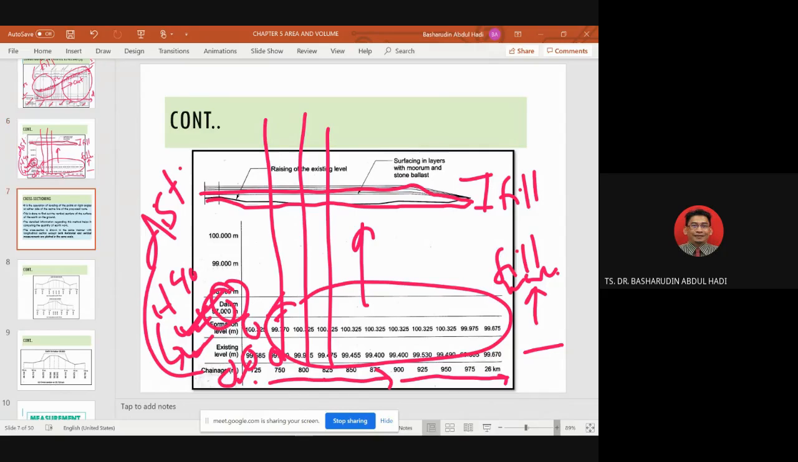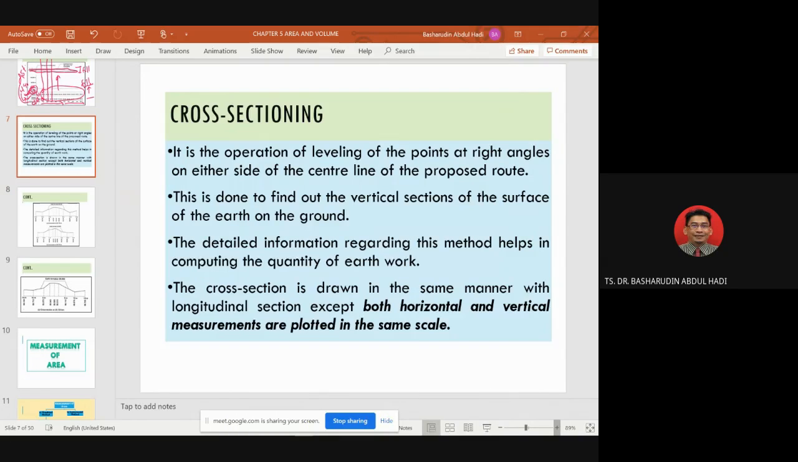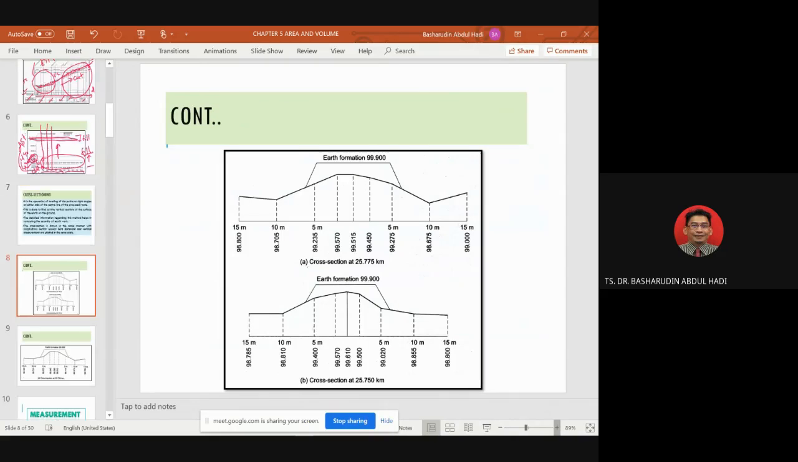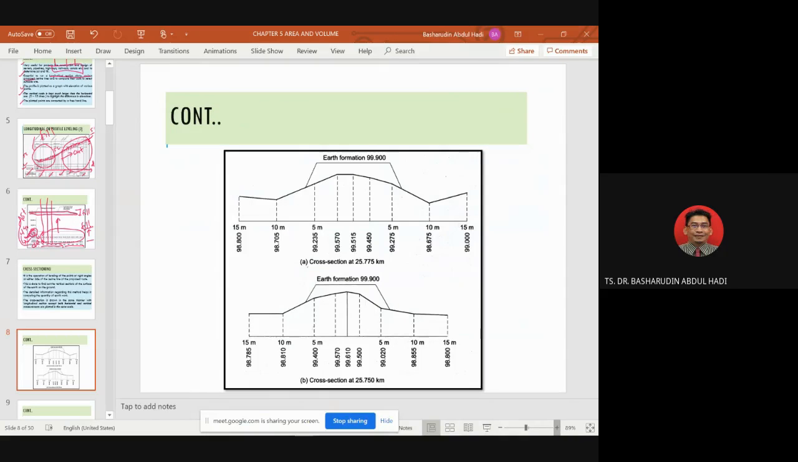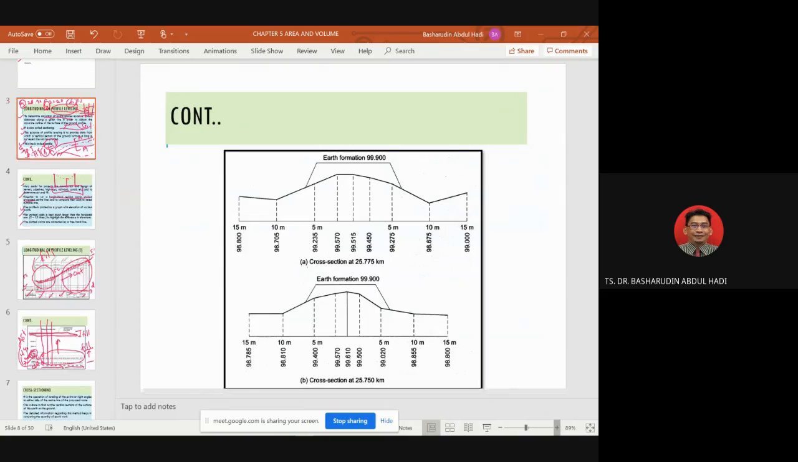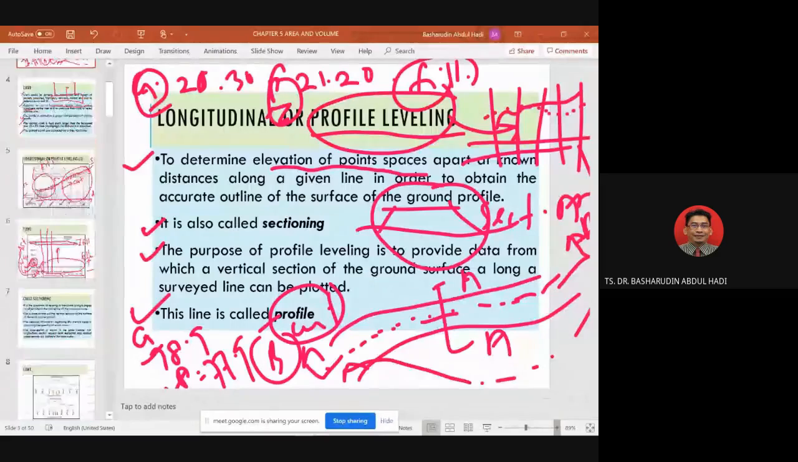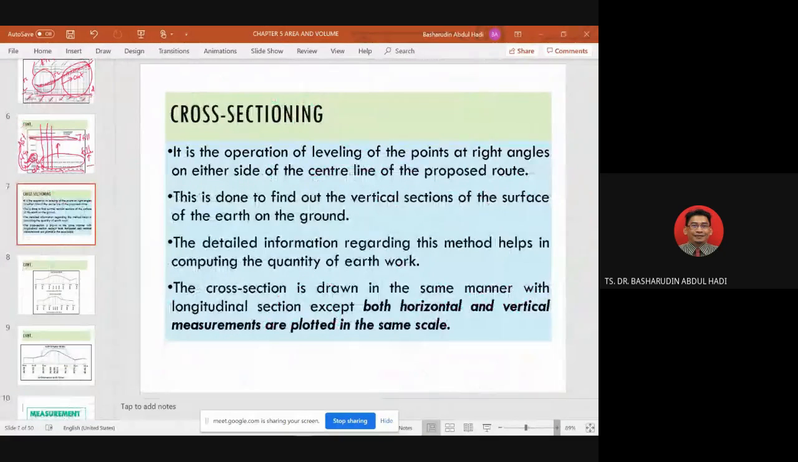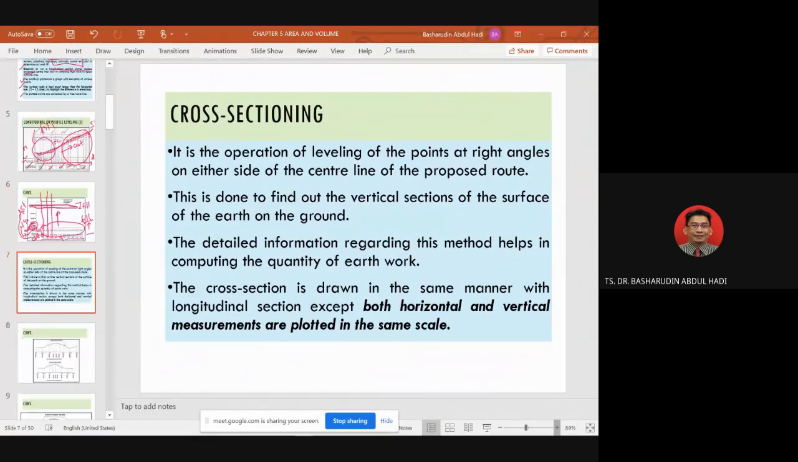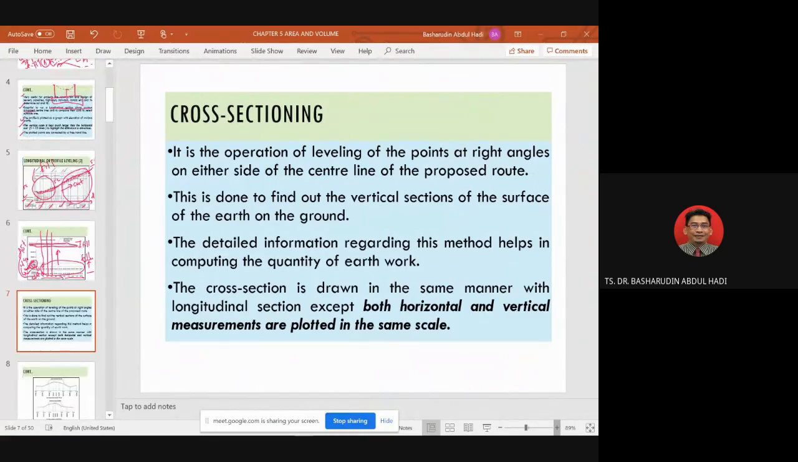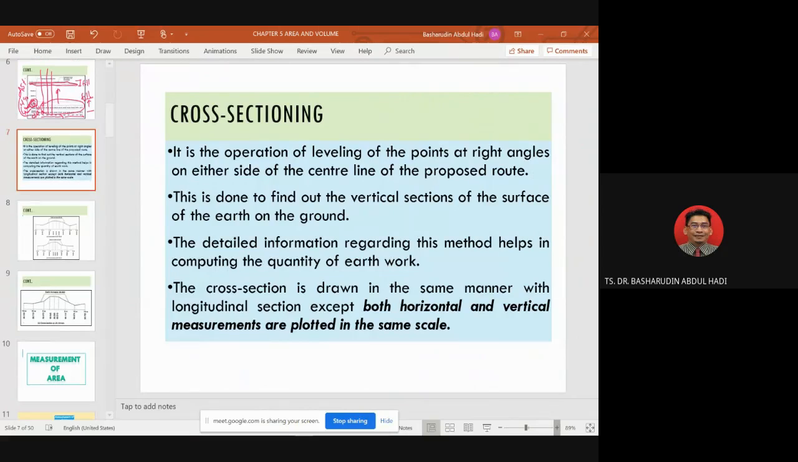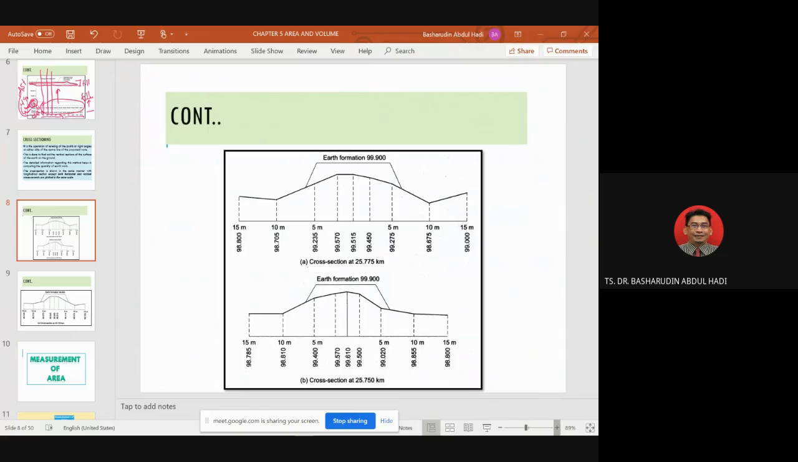Okay, next, cross sectioning. Cross sectioning, what is it? You cut like this. You cut like this. You cut like this. Still remember that? So that is called cross sectioning. For slope profile, we cut along the route alignments. Okay, still remember that? We call that longitudinal or profile leveling. This is cross sectioning. For these operations, you look at the diagram first.